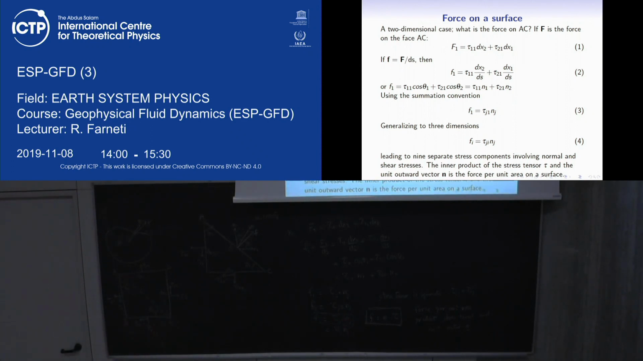So this gives you 9 separate stress components of the second order tensor, okay? Which has normal components, could be pressure. So you have a force on this area that has some normal components, pressure, and has all the shear stress components included. Okay? And so the inner product between the stress tensor tau, which includes all the different components, normal and shear stresses, and the outward vector n, is the force per unit area on the surface.